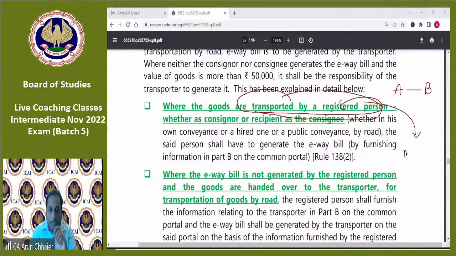Obviously, the goods will be moved ultimately by the transporter. But who is responsible for the movement? Either consignor or the consignee. Either supplier or the recipient, if the movement is caused by the registered person.